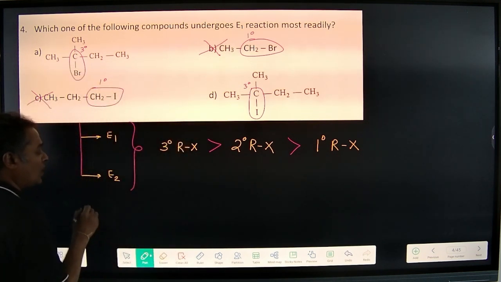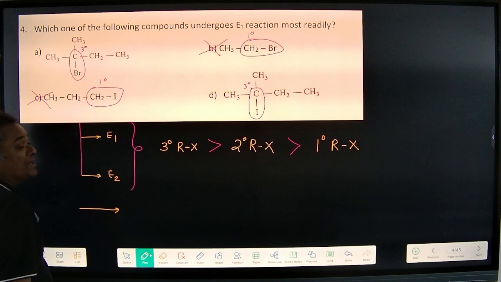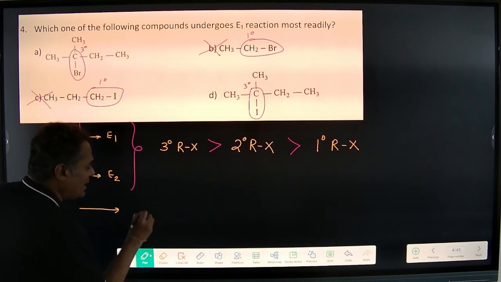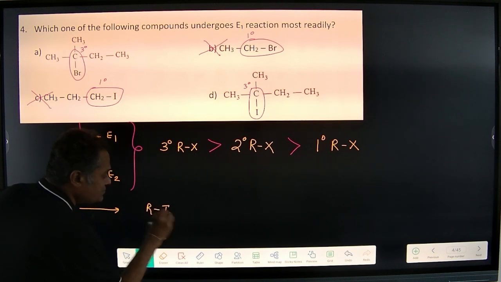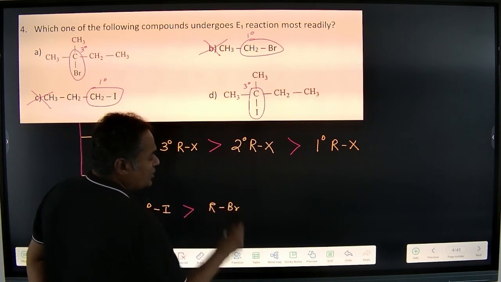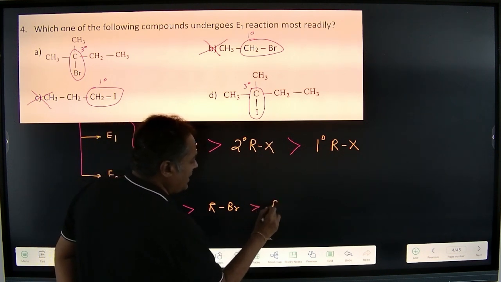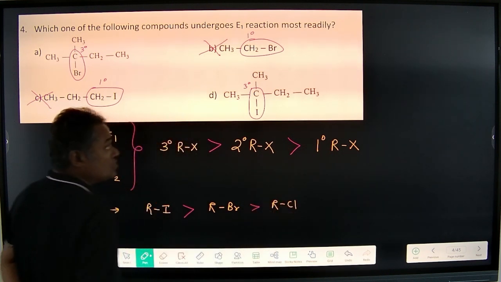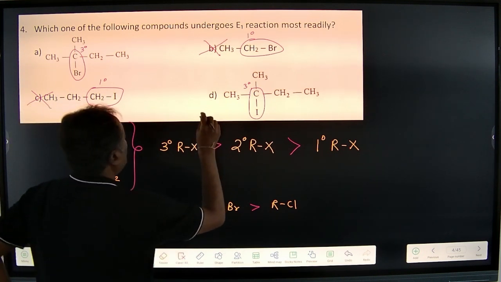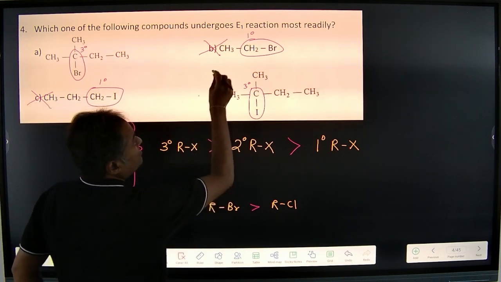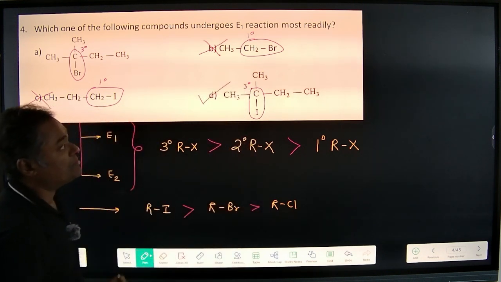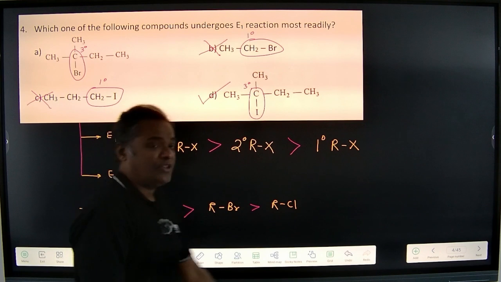So we have to go for another parameter, which is called the reactivity order towards the leaving group. Leaving group ability says that your alkyl iodide will do better elimination reaction as compared to alkyl bromide. Your alkyl bromide will do better as compared to alkyl chloride. So as per the reactivity order of the leaving group, iodide does a better substitution, better elimination reaction. Is the term clear? Fine. Let us proceed with the next question.